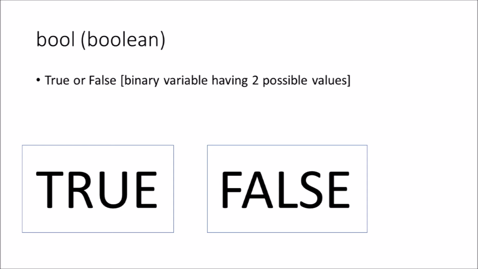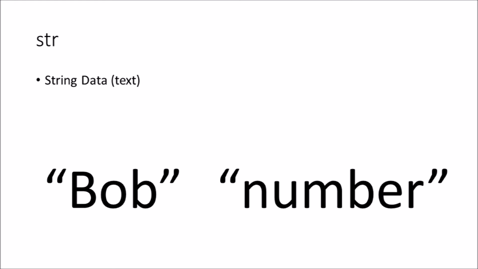The bool data type stores the values for true and false. It is a binary data type, meaning it has 2 possible values. We also have string data. Strings are text data.